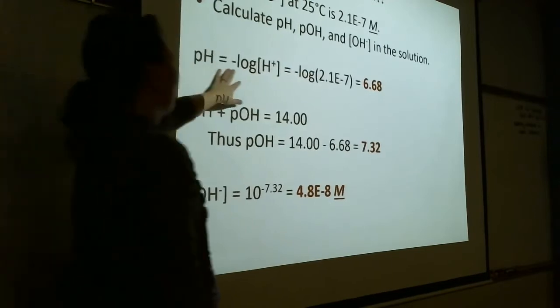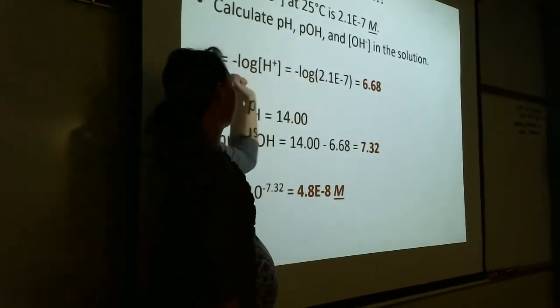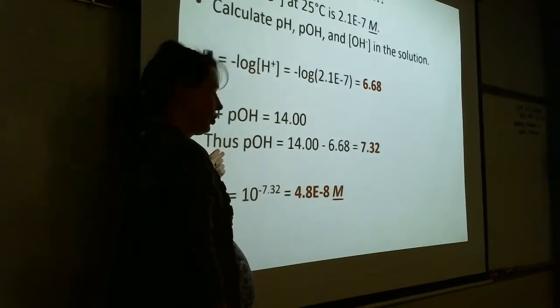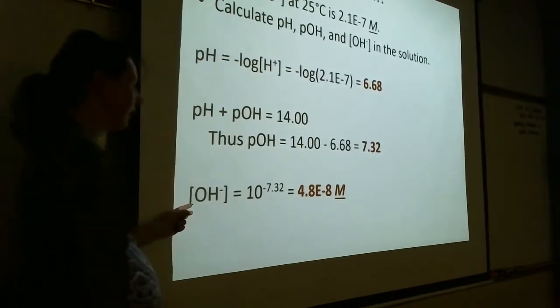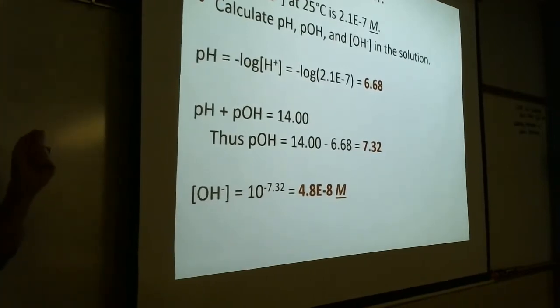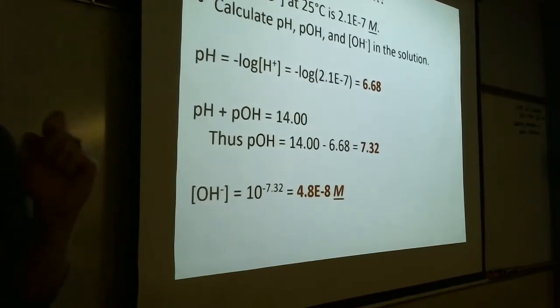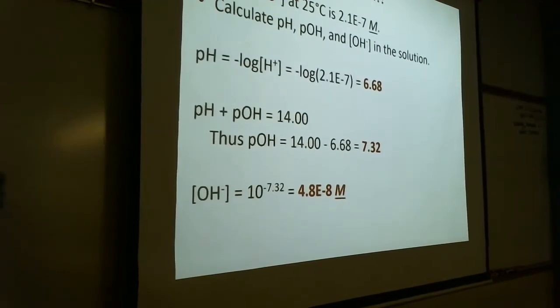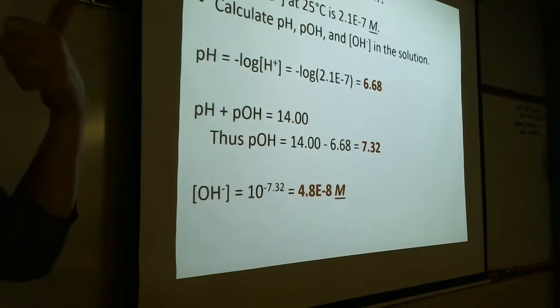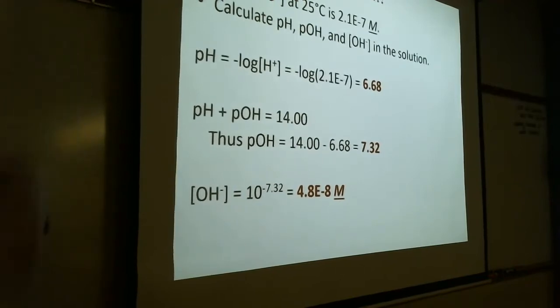So I took the negative log to get pH, then I subtracted from 14 to get pOH, and then I said 10 to the negative pOH gave me concentration. Do we agree on our values and number of sig figs and units? Any questions on where these numbers came from? How do we feel about this? Thumbs up? Yes? All right.